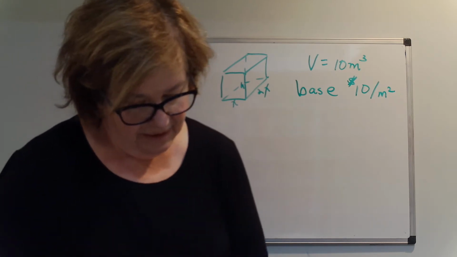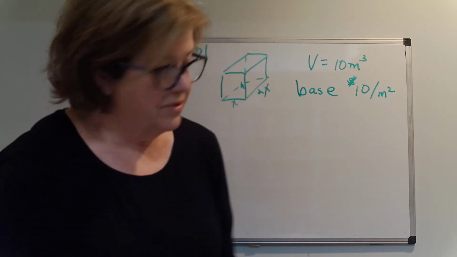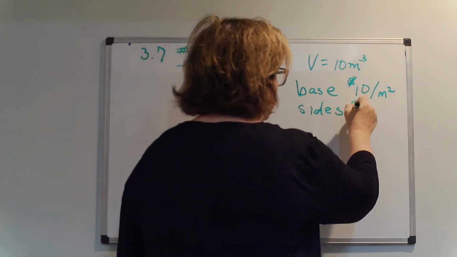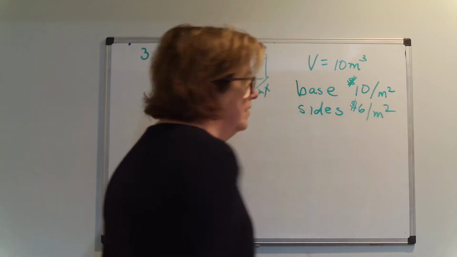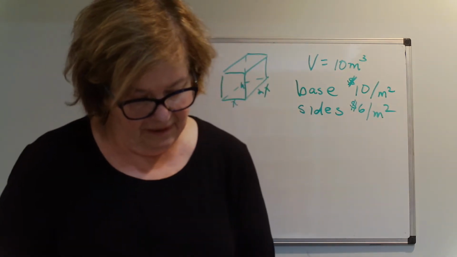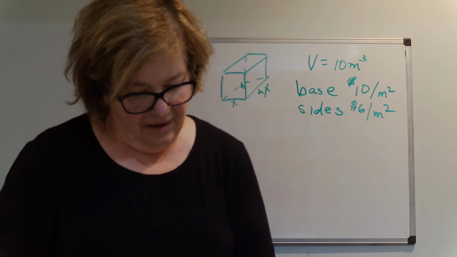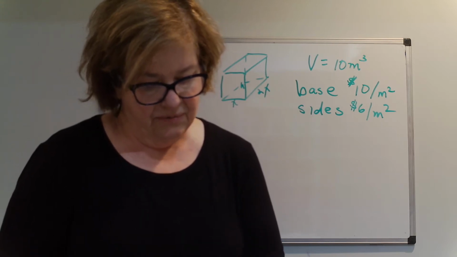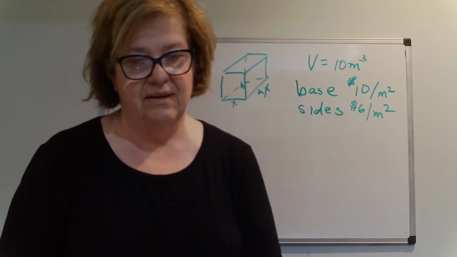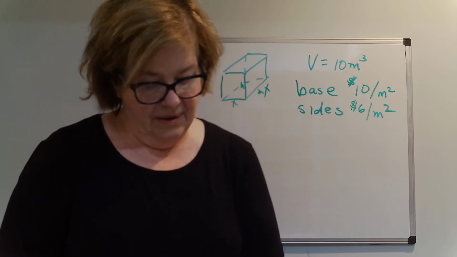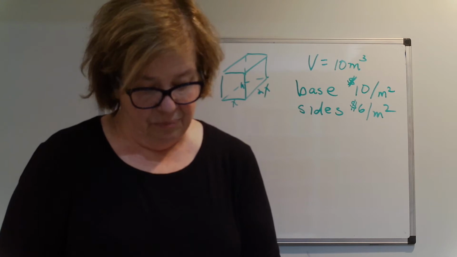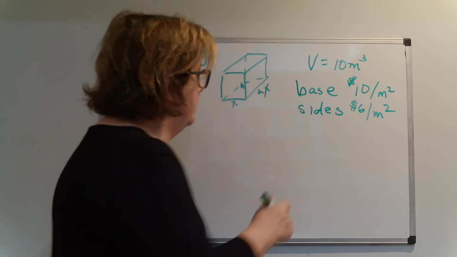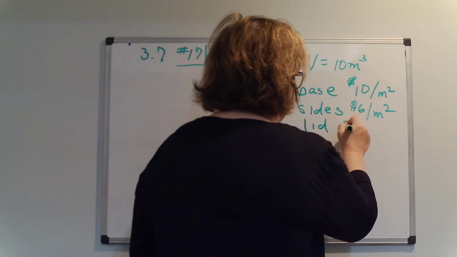The material for the sides costs $6 per square meter. Find the cost of materials for the cheapest such container. Also, in problem 17, we're going to put a lid on it that's made from the same material as the sides.